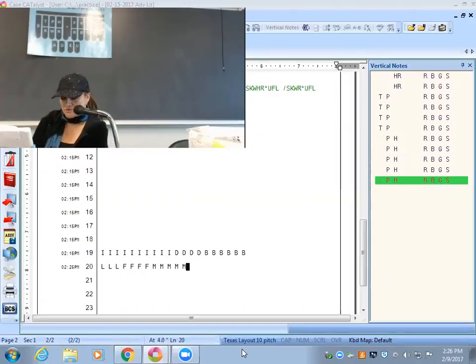Okay, and so these are all on the initial side of the keyboard, so it's on the left side of your keyboard. And so one more time, the letter D is TK, the letter B is PW, the letter L is HR, the letter F is TP, the letter M is PH, okay?